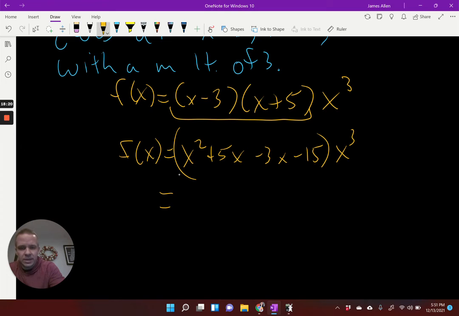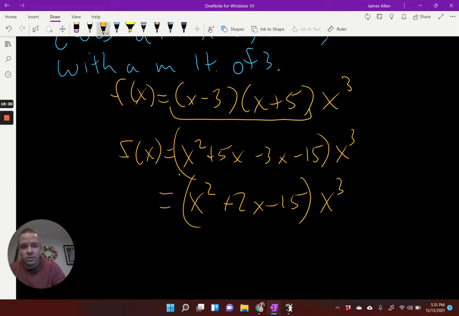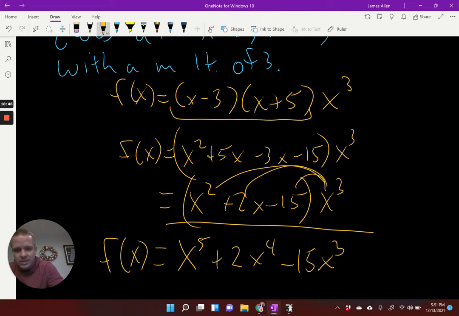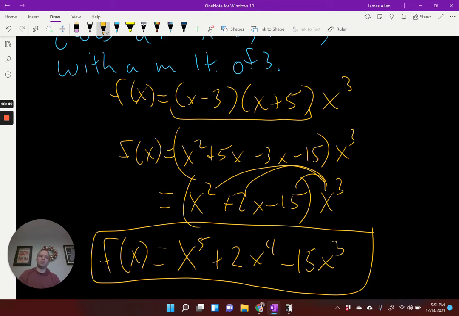Let's combine some like terms. I get x squared plus 2x minus 15. Whoa. And then I can go ahead and distribute that guy in. Again, it looks a little weird because it's backwards, but hey, same final result. x to the 5th plus 2x to the 4th minus 15x cubed. Final answer in standard form. I love it. Beautiful. That was awesome.